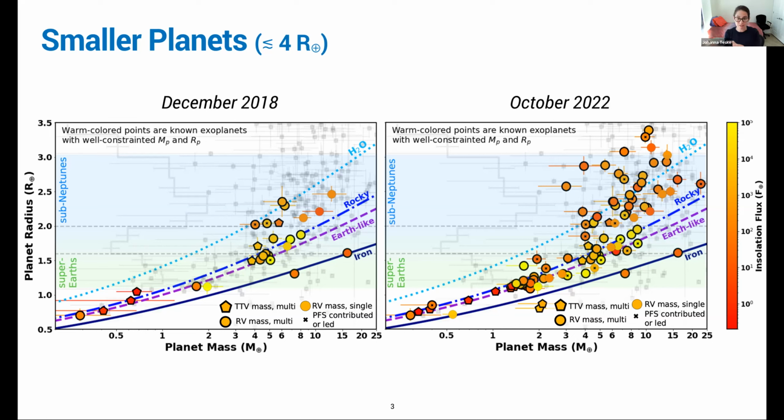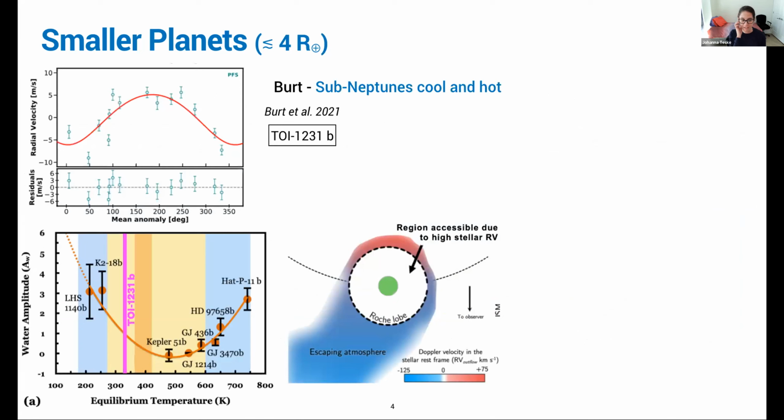And then October of this year, we have this explosion of small planet measured masses and radii, a lot from TESS. And in this plot, all the points with X's are cases where PFS has contributed or led those publications. And so I wanted to highlight a couple of those cases. So I have two from Jen Burt. So she led two papers on some interesting sub-Neptune planets.